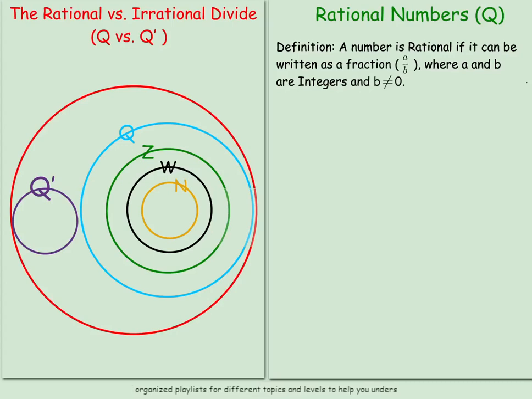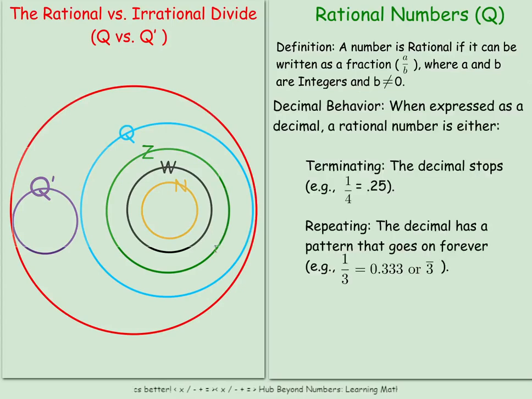Now, what are some behaviors of rational numbers? You should note that when a rational number is turned to a decimal, then the decimal is either a terminating decimal or a repeating decimal. So rational decimals are terminating or repeating. When we say terminating and repeating, what do we mean? When we say something terminates, it means it stops.